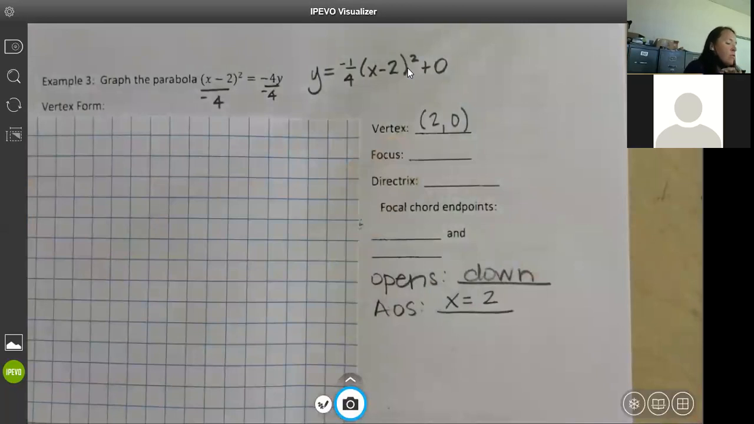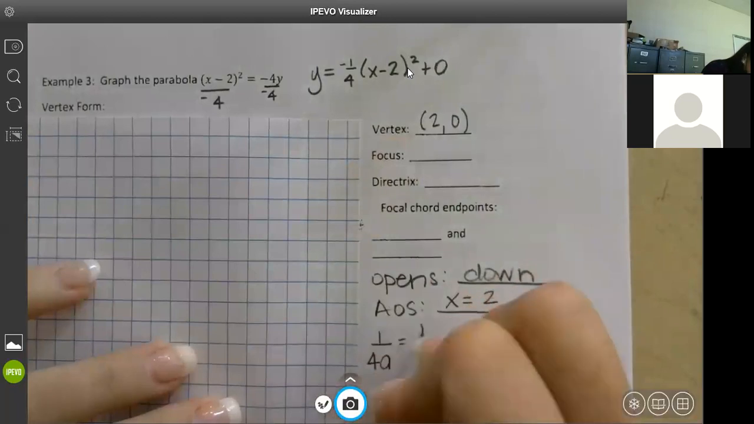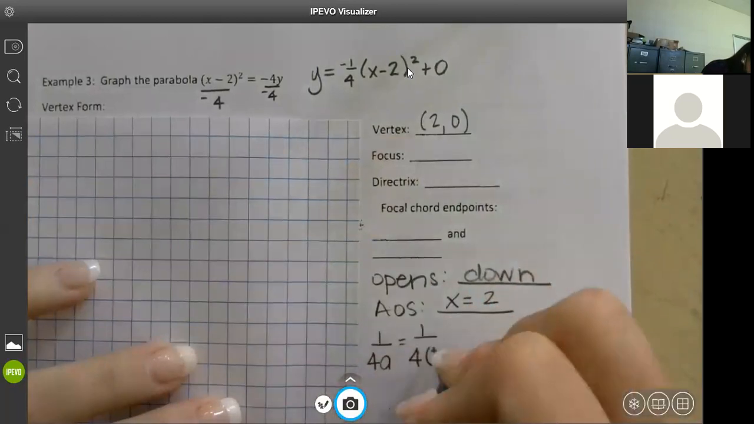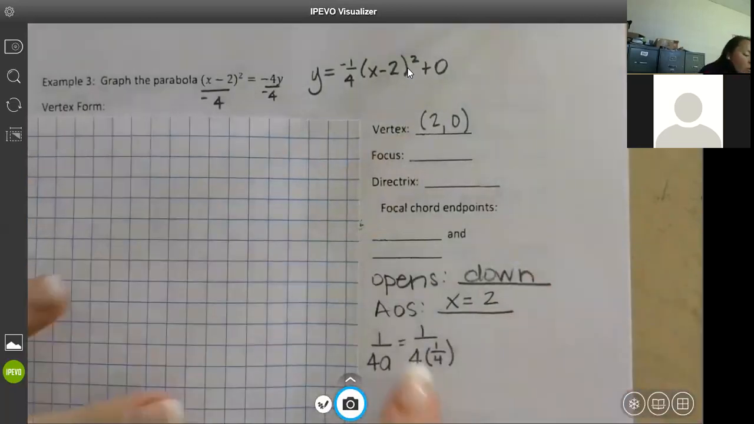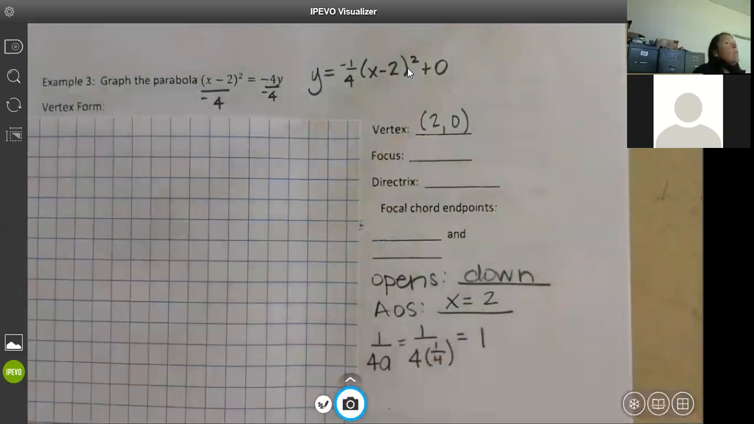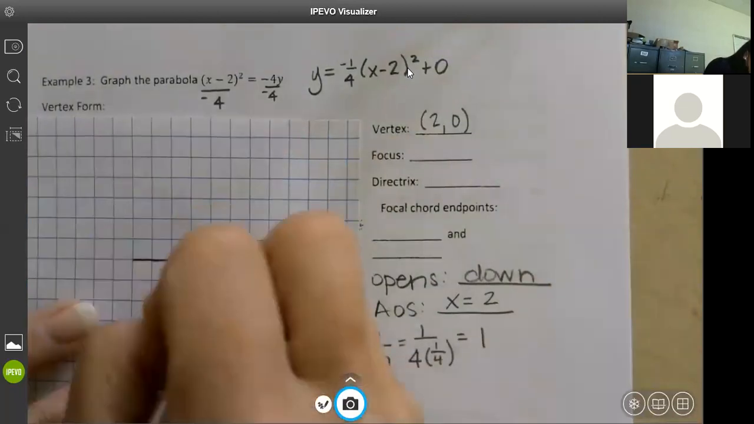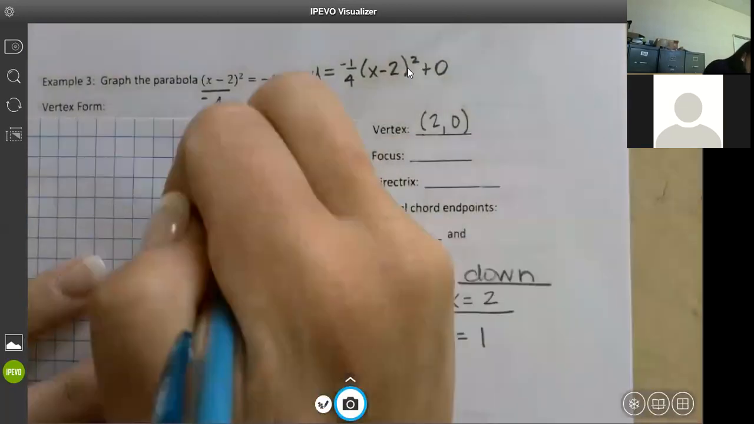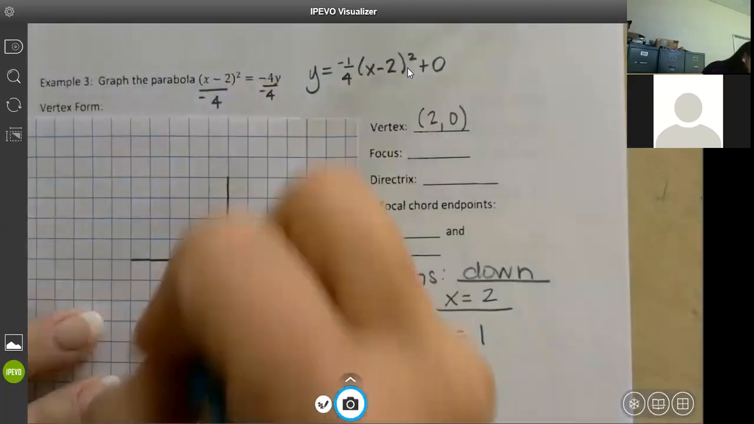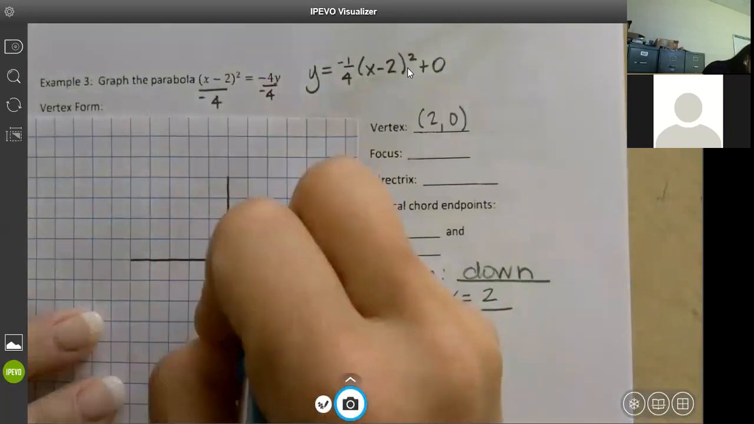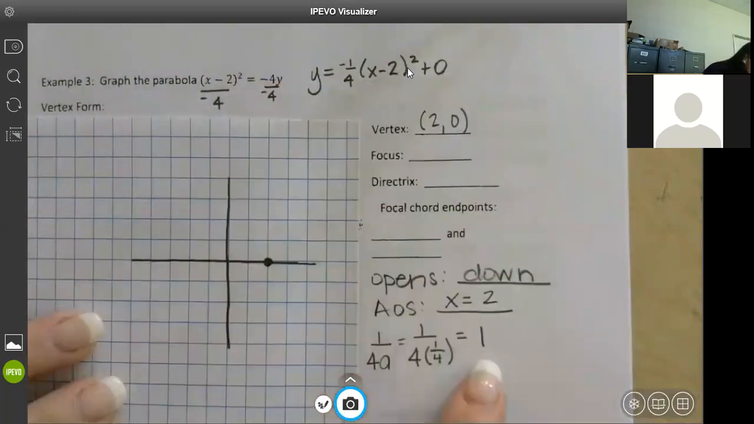For everything else, we have to do the 1/4a. Our a is -1/4, but I don't ever, again, put the negative. 4 divided by 4 is 1. 1/1 is 1. All right, so you can see it. Tried to make it a little bit bigger for you. Our vertex is at 2, 0. Since it's up, down, we're going to go up and down 1.